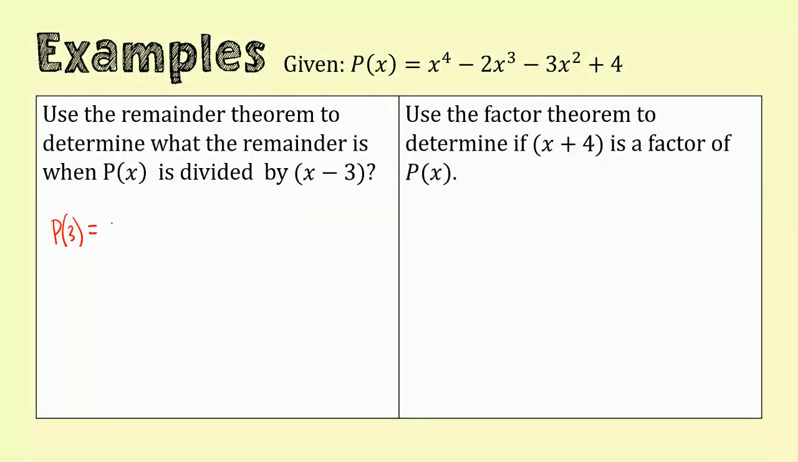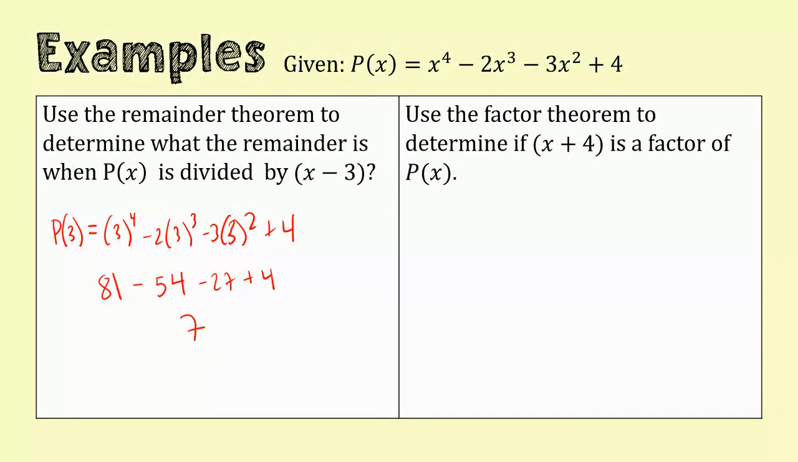Right? And so I can plug in and say 3 to the 4th power minus 2 times 3 to the 3rd minus 3 times 3 squared plus 4. So what is that? 81 minus 54, 9 minus 27 plus 4. Hopefully all my math is right there. I'm sure someone will tell me if it's not. Which gives me 7.